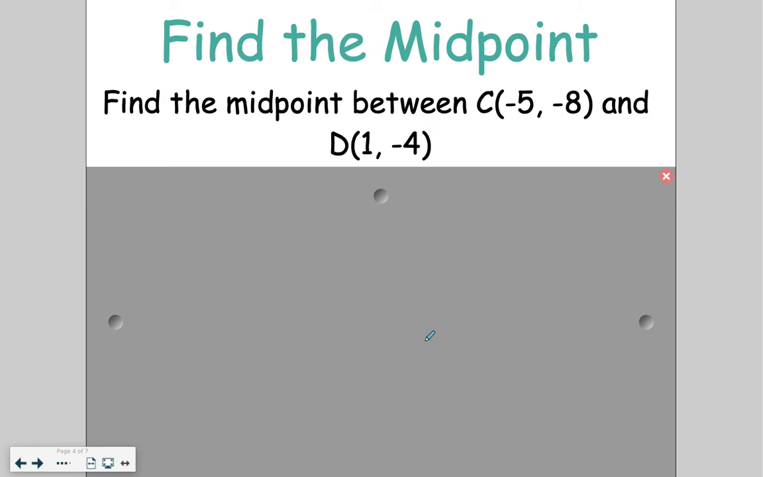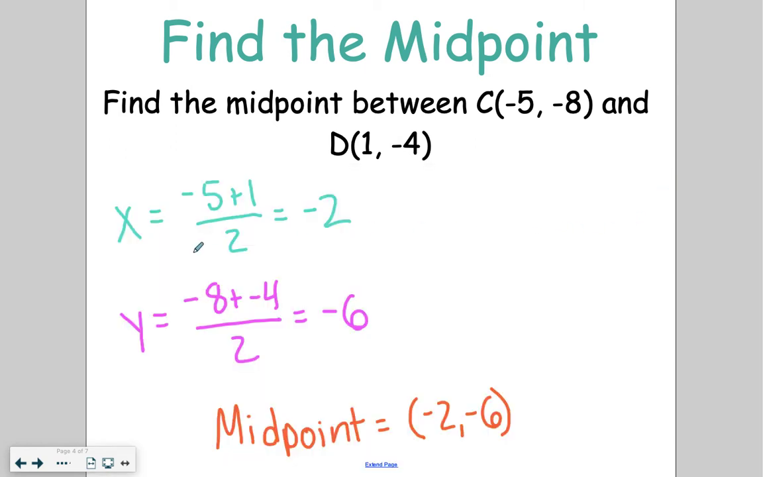Go ahead and find the midpoint of C and D on your own. So we find the x, negative 5 plus 1, which is negative 4, divided by 2 is negative 2. To find the y, negative 8 plus negative 4, which is negative 12. Divided by 2 gives you negative 6, so your midpoint is at negative 2, negative 6.